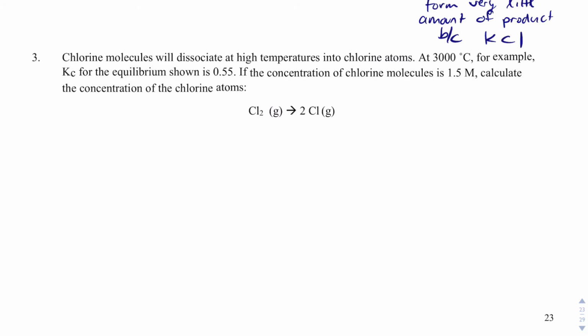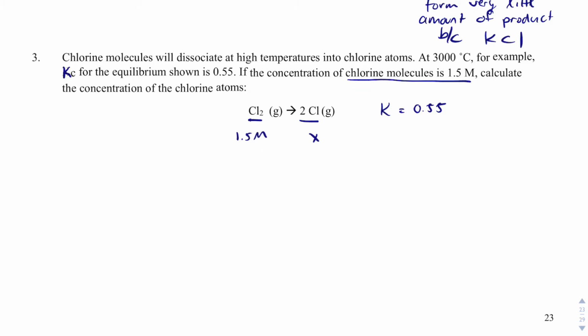Okay, in 3, it says that we have chlorine molecules. Those are these guys. They will dissociate at high temperatures into chlorine atoms. So at 3,000 degrees Celsius, for example, Kc, which is another way of saying K using concentrations, for the equilibrium shown is 0.55. So K equals 0.55. If the concentration of chlorine molecules here is 1.5 molar, calculate the concentration of chlorine atoms.